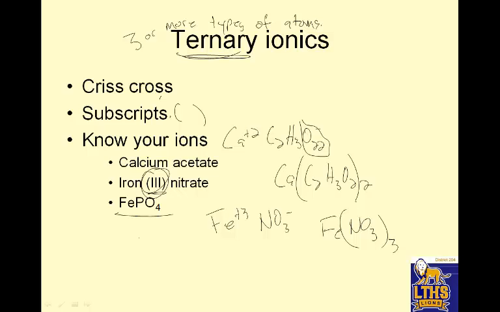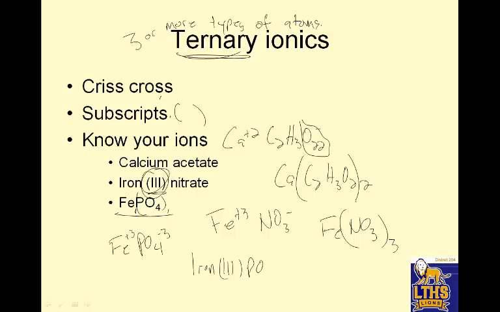Going the other way, if I have FePO4, I know PO4 is phosphate, but I don't know iron's charge. Now looking here, I see I have one iron and one phosphate, so iron has to cancel that. So that is iron 3 phosphate.